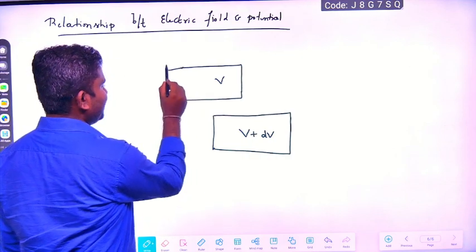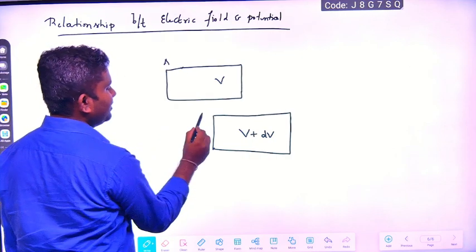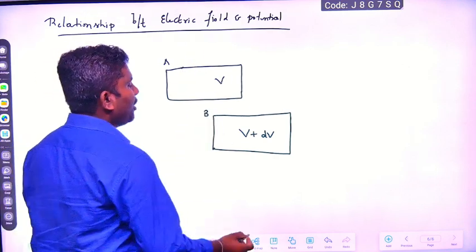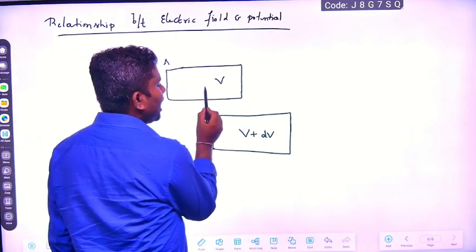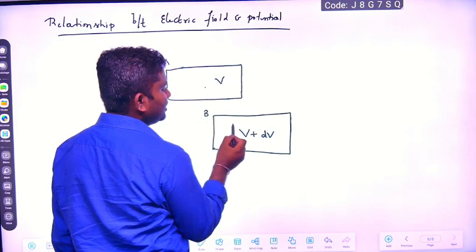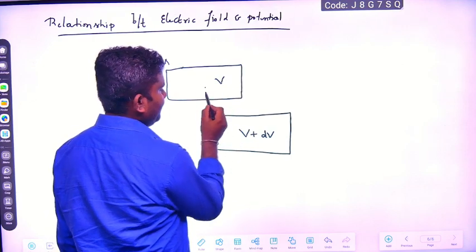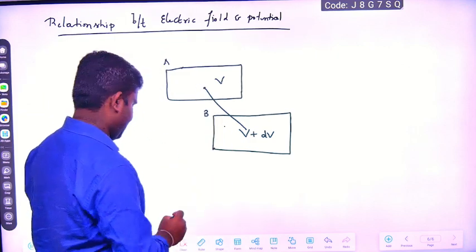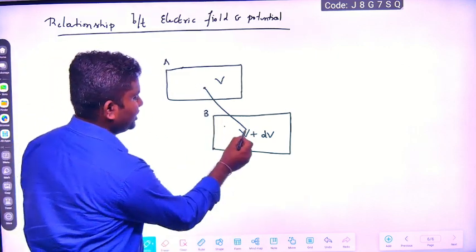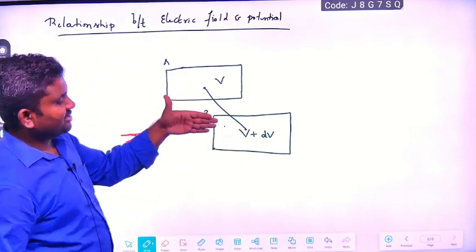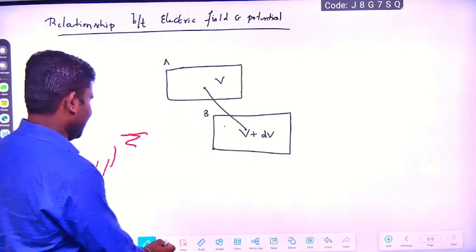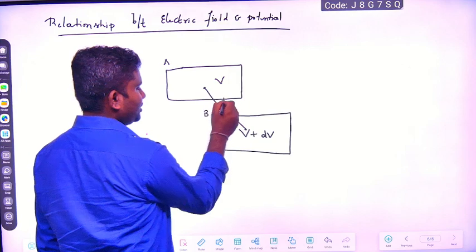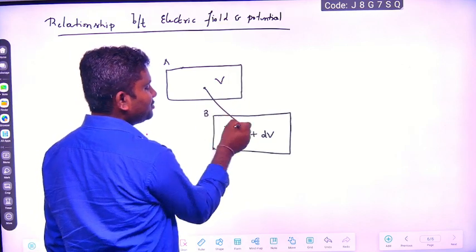This surface, name it surface A; this surface is B. Now, what I will do is move one charge from this surface to this surface, like this. I will move a charge from one surface to another surface. Understood?